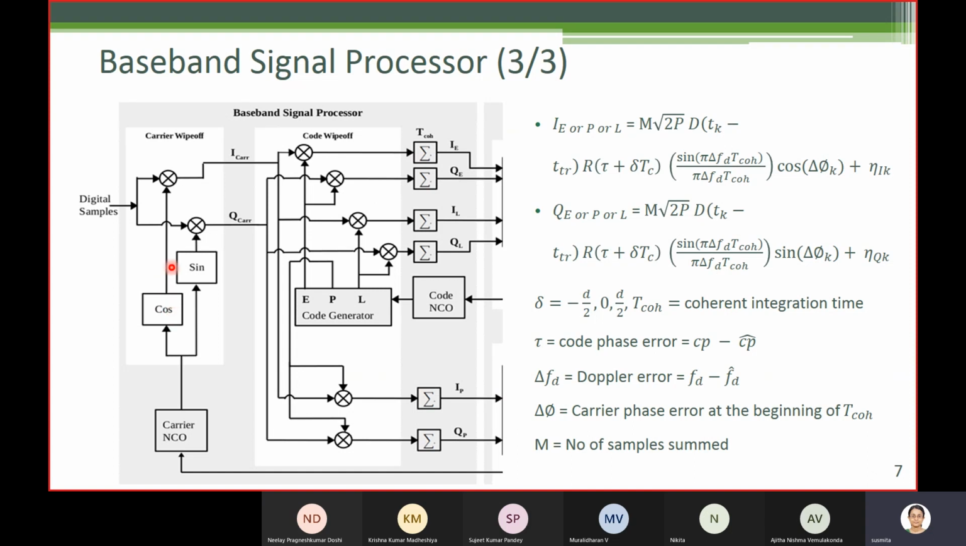So we understand that at this point, the carrier is wiped off. We have removed the IF, the intermediate frequency. Here, if the prompt is aligned with the incoming, the code can also be wiped off for the prompt legs. That's why the name is code wipe off. Now we are interested in the mathematical expressions of these terms, which are fed to the subsequent ranging processor. The next block where these I and Q pairs are fed is called the ranging processor, which we will discuss tomorrow.